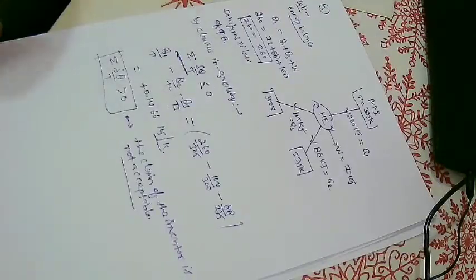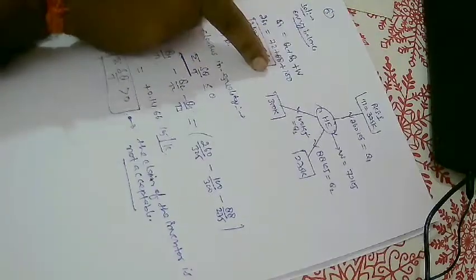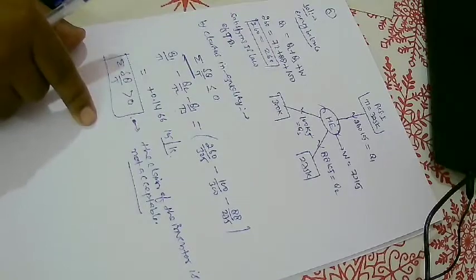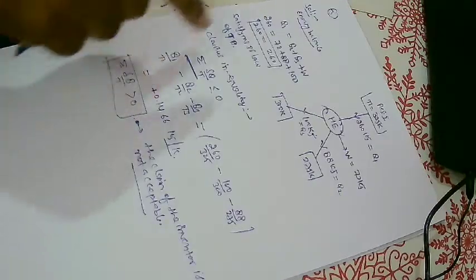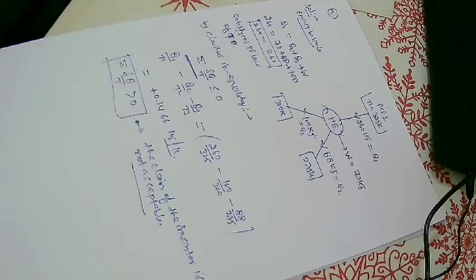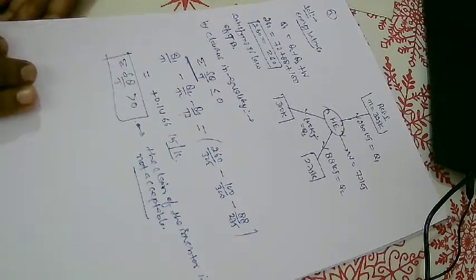So any device which is possible must satisfy the first law as well as the second law of thermodynamics. If that happens, then only you can say such a device is possible, otherwise it is impossible. So this kind of problem may also come. So this is the third numerical problem.